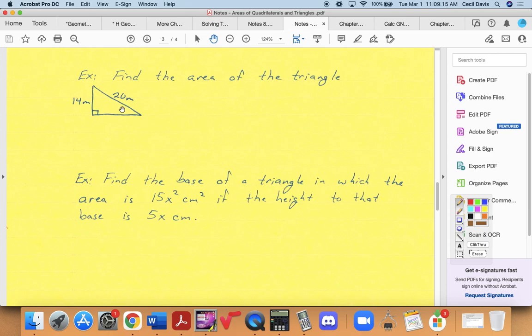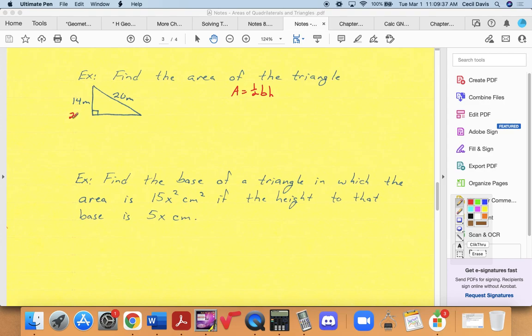So for this one, we want to find the area. Well, the area is half the base times the height. Unfortunately, we don't know the length of the base. How can we find it? Pythagorean theorem.